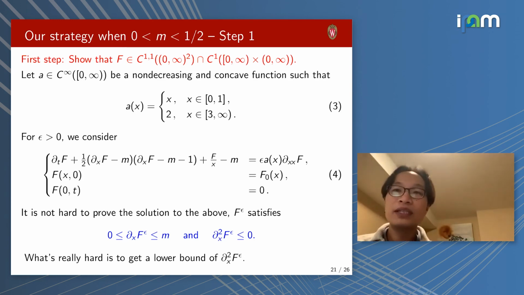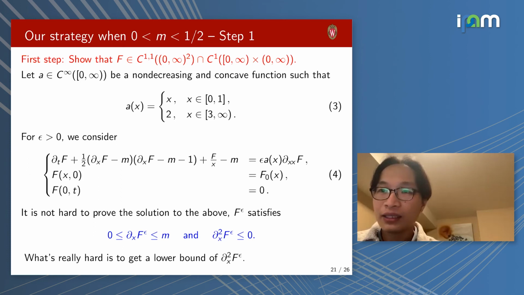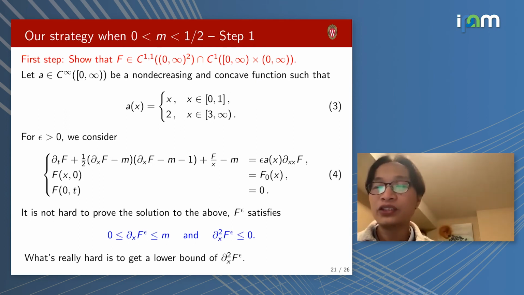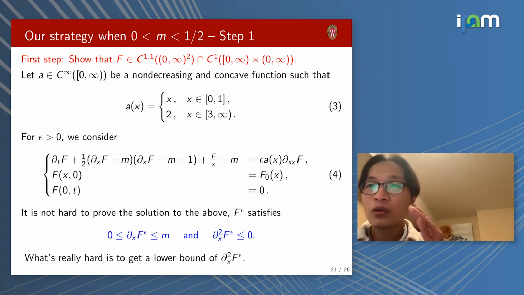So to prove that it's C^{1,1}, I'm adding viscosity, and then I'm trying to get uniform bounds with respect to epsilon, independent of epsilon, of course. But what is weird here is that I'm adding this viscosity, which is not a normal viscosity. So adding normal viscosity wouldn't work. I will explain why.